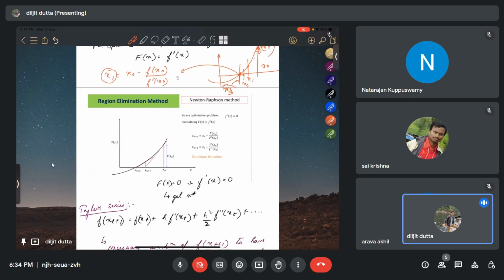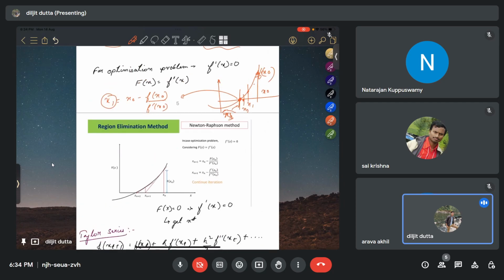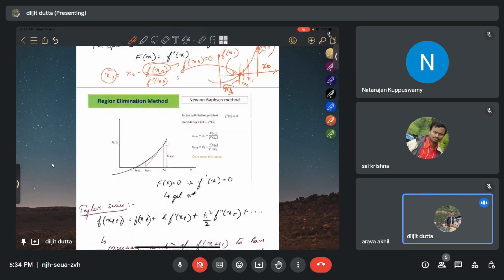But in our case, we are doing optimization, right? We are not concerned with the root, we are concerned with the minima. When we are concerned with the root, we are only making the function value equal to 0, that is f of x naught equals 0, because at the root this is f of x naught on the y-axis and x naught on the x-axis. But when considering optimization methods, we don't have to make f of x naught equal to 0, rather we have to make f dash of x equal to 0.